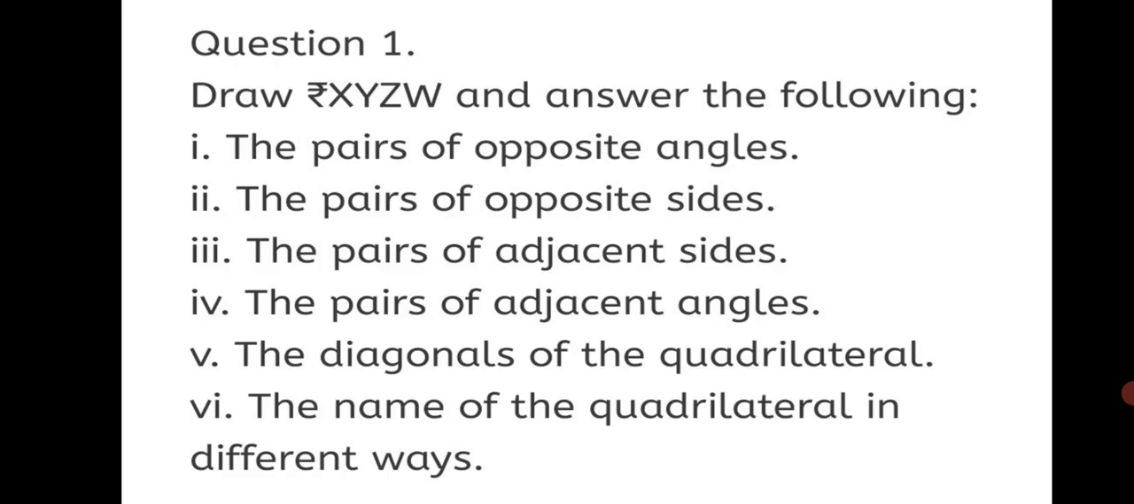Question number 1. Draw quadrilateral. Ignore this sign here. It should be a quadrilateral sign. Draw quadrilateral XYZW and answer the following. So pairs of opposite angles, sides, adjacent angles, sides, and some questions are asked. Let's start answering them. First, the pairs of opposite angles.